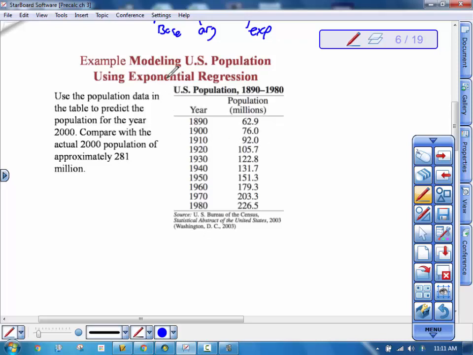Okay, so we can do other types of problems where we give it some data, for population in the year, starting with 1890. We'll call that year 0. And then they want us to use this to get an exponential equation that models that population growth, and then predict when we reach the year 2000, what would the population be? So when we reach the year 2000, what will that population be?